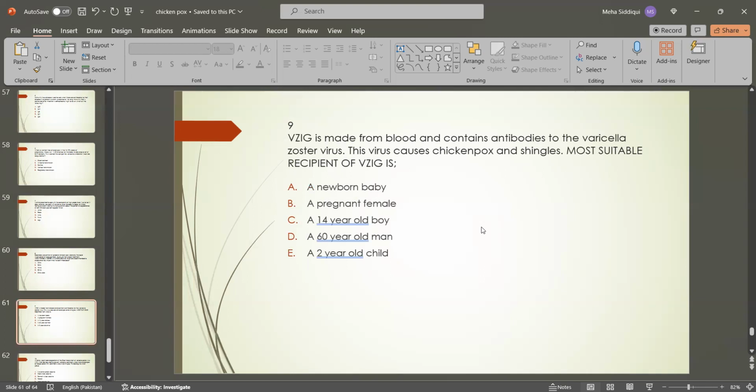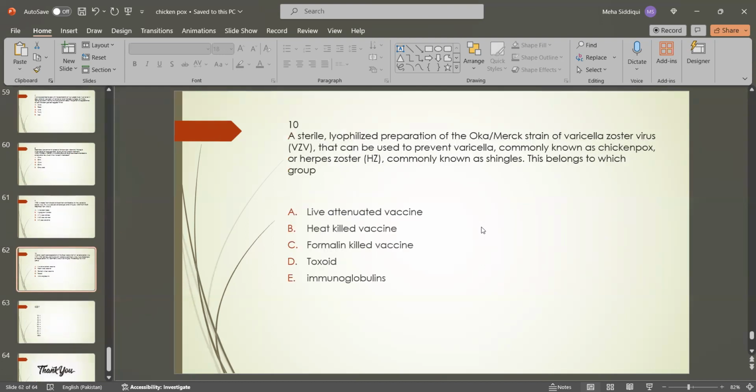MCQ number 9. Varicella zoster immunoglobulin is made from blood and contains antibodies to the varicella zoster virus. The virus causes chickenpox and shingles. Most suitable recipient of varicella zoster immunoglobulin is a newborn baby, pregnant female, 14-year-old boy, 60-year-old man, or a 2-year-old child. Anyone? B is the right option, yes.